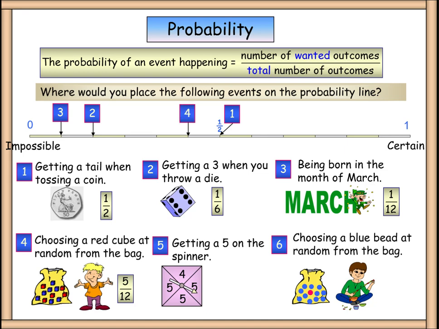Question number 5, getting a 5 on a spinner. 3 5s out of 4 outcomes there. So 3 out of 4, 3/4, or 9 out of 12. And then getting a blue bead from the bag, you've got 11 blue beads and 1 red. So 11 out of 12. Good-o. Moving on.